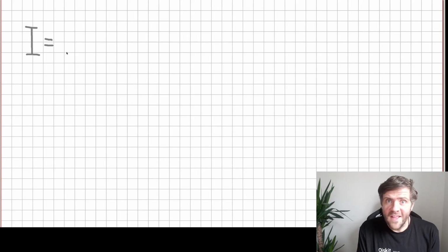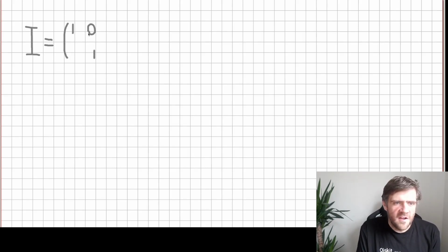But if you want a gate that explicitly does nothing, this is it. So the matrix representation of the identity gate is the identity matrix, and this is the matrix which, when applied to any general vector, will give you exactly that same vector back.